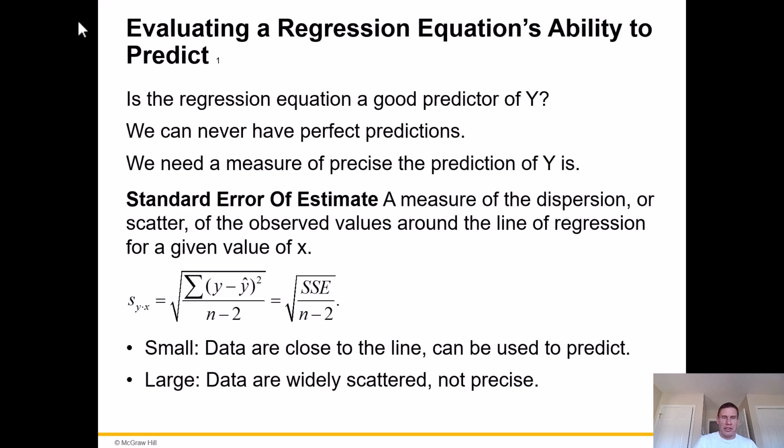This is where we get what's called the standard error of the estimate. Think of this as a measure of the dispersion or scatter of the observed values around the line of regression for a given value of X. And you can see the formula here. If it's small, the data are close to the line, and we would thus use the equation to predict. If it's large, the data are widely scattered, so we're not saying we couldn't use it, but it's going to be much less precise.